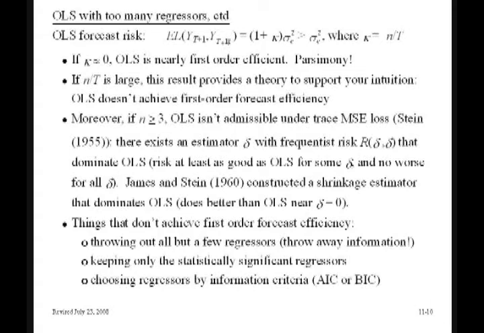A couple of other comments. As I mentioned in passing the other day, there are a couple of other reasons why you might want to think about OLS as not being particularly good, and one of them is this really amazing result by Stein in 1955, which said that OLS isn't admissible under this trace MSE risk. That is to say, if you look at this trace MSE risk function, there exist other estimators that have a risk function that is uniformly no higher than OLS, so it's below at some points and perhaps the same at other points.